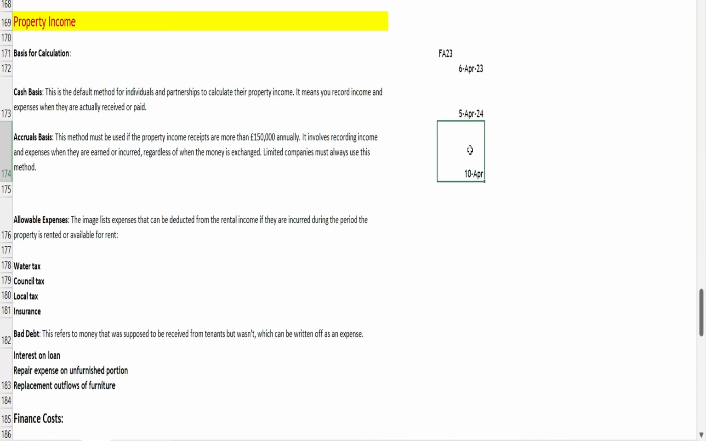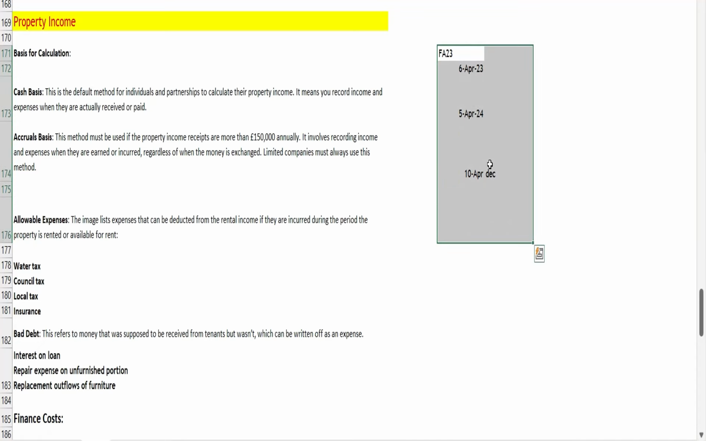Okay, so in case of accrual basis, this rental income was for the December month, and the December month falls in this tax year period, right? So in that case, we have to book this transaction though we have not received it from our customer, the tenant. Okay, so this is for the cash basis and accrual basis.